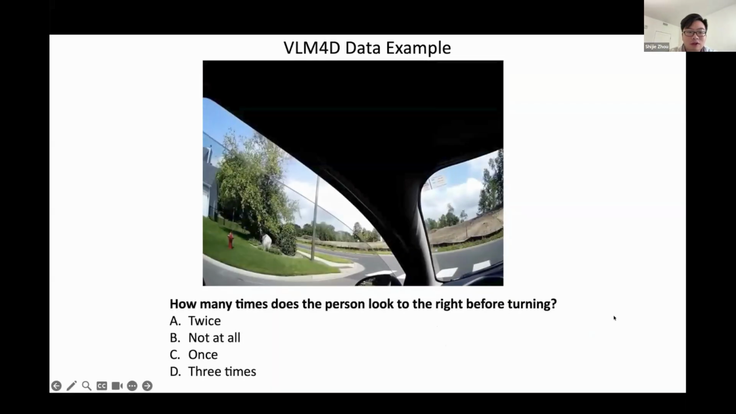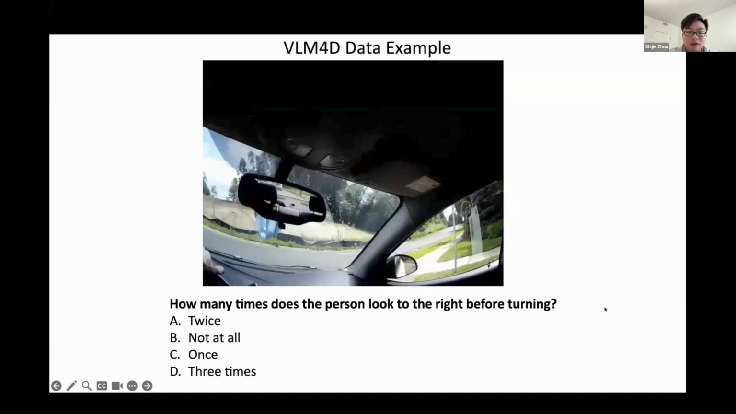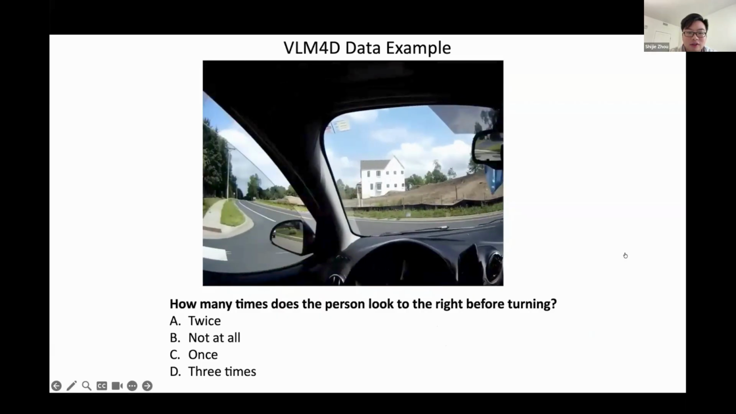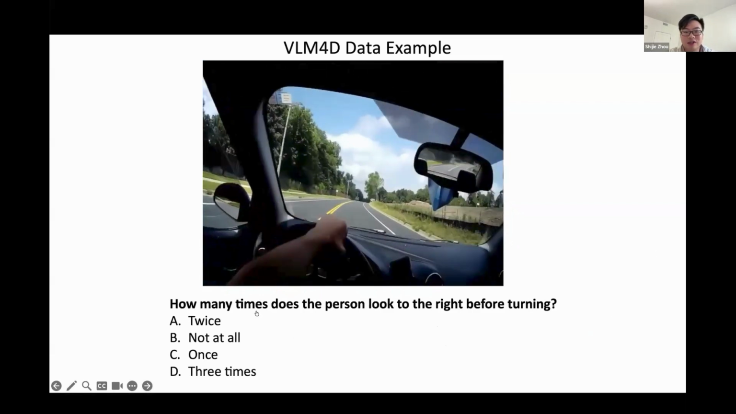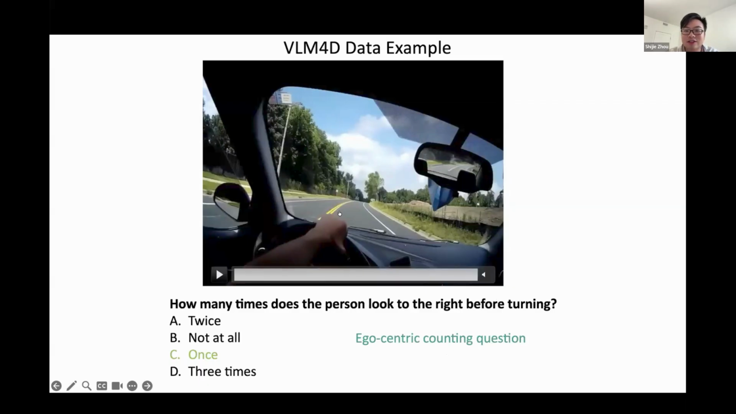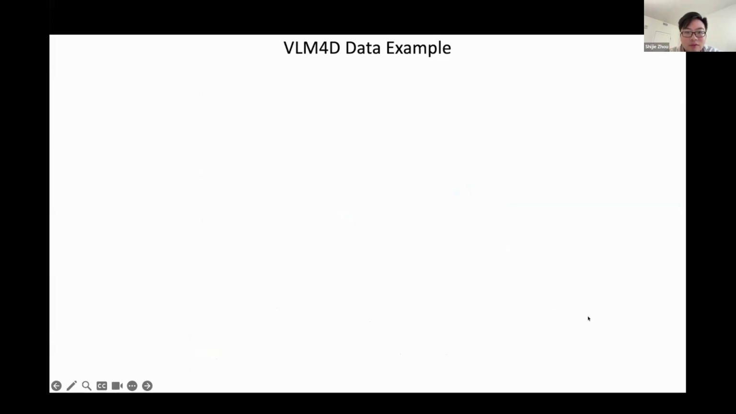And another one. See, this guy turned to the right once. So I'm asking you how many times does this person look to the right before turning? It should be once. And this is an egocentric counting question. So the counting question we annotated in our benchmark is not simply counting inside the frame, but should have some spatial temporal concept behind this counting question.